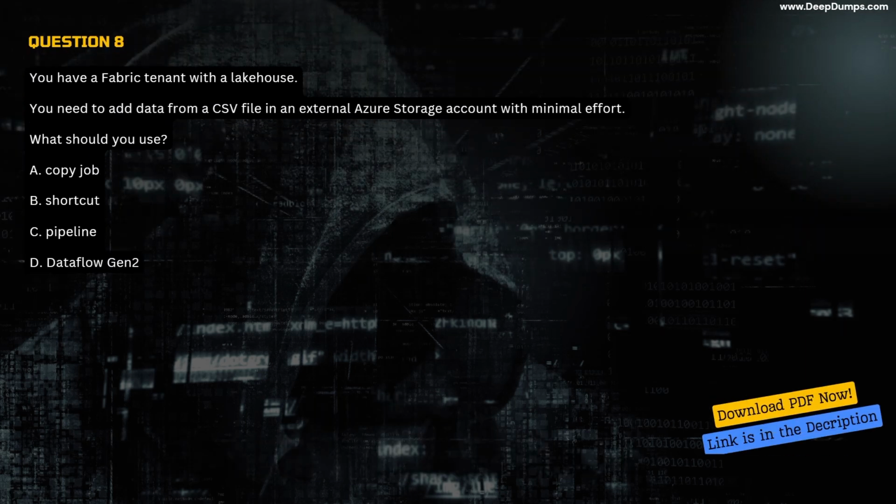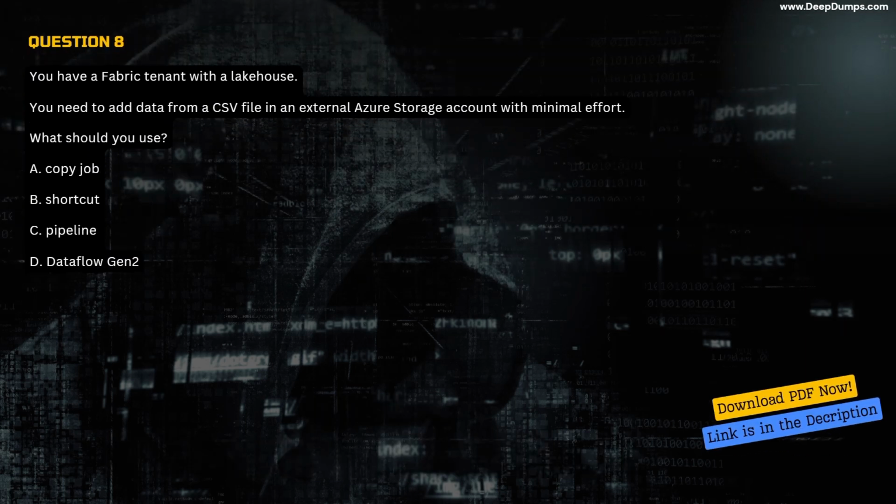Question 8. You have a Fabric tenant with a lakehouse. You need to add data from a CSV file in an external Azure storage account with minimal effort. What should you use? A. Copy job. B. Shortcut. C. Pipeline. D. Dataflow Gen2. Correct answer B. Shortcut. Explanation.